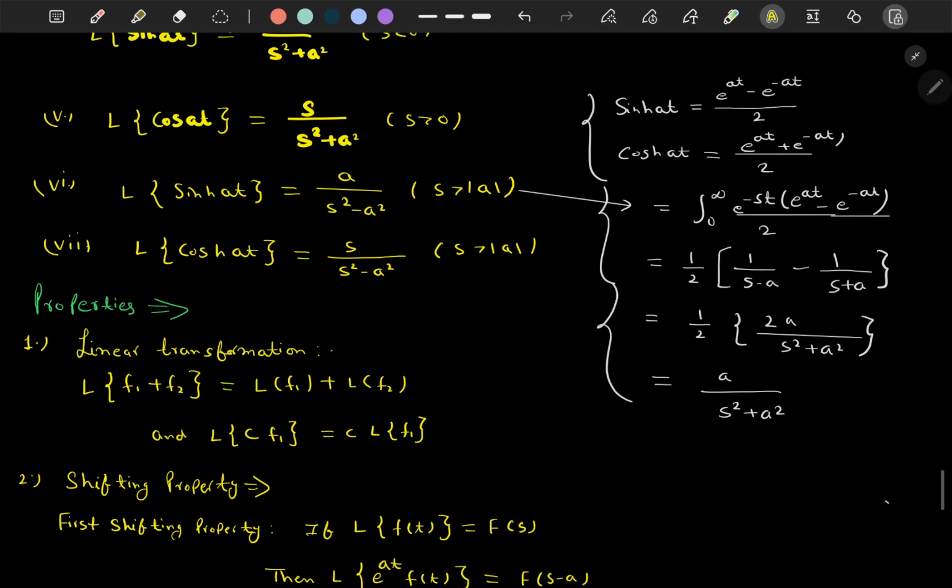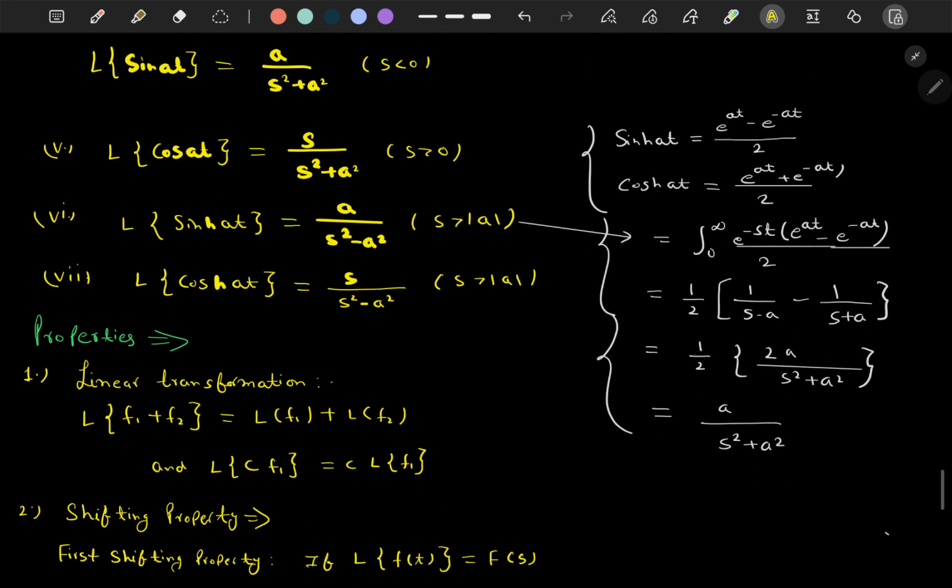Now sine hyperbolic same. In numerator it is a, but in denominator minus sign will be there. In cos hyperbolic same, but in denominator minus sign is there. Why it is so? Because we know the formula for sine hyperbolic and cos hyperbolic. So what is sine hyperbolic? E raised to the power at minus e raised to the power minus at, divided by 2, and cos hyperbolic will be plus. So when you put it in the integration formula, simply as shown here, what will we get? A by s square minus a square.